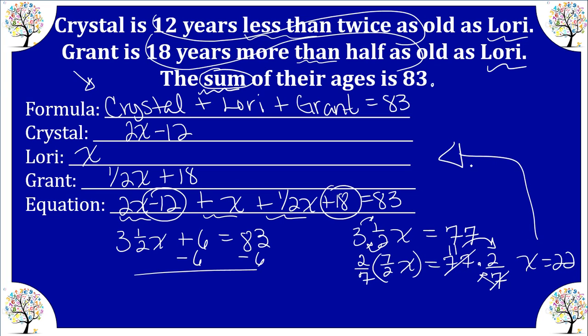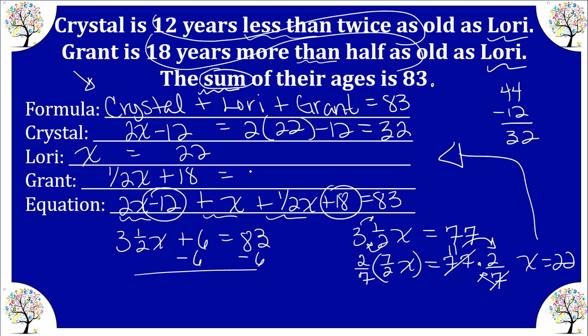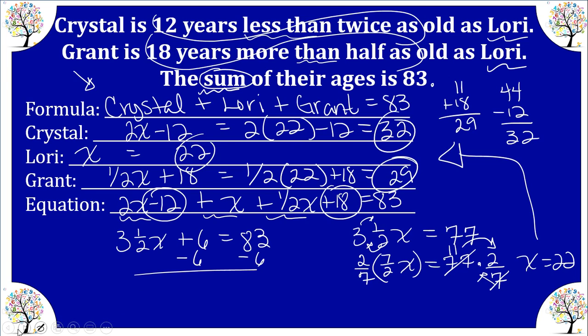So we take that and we plug that value in everywhere we see x. So Lori is 22. Crystal is 2 times 22 minus 12. So 2 times 22 is 44 minus the 12, and I get 32. So Crystal is 32. Grant is going to be half of 22 plus 18. So half of 22 is 11 plus 18 is going to give us 29. So that is all the ages that would add up to 83.